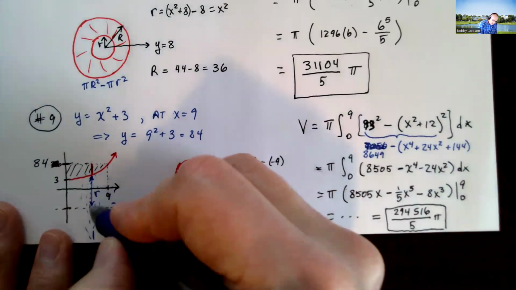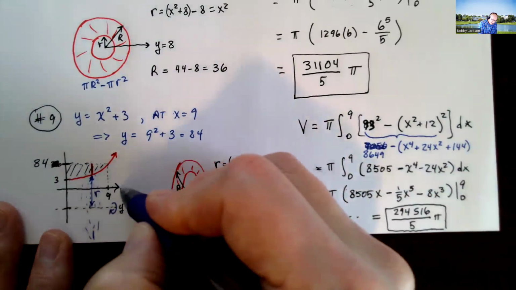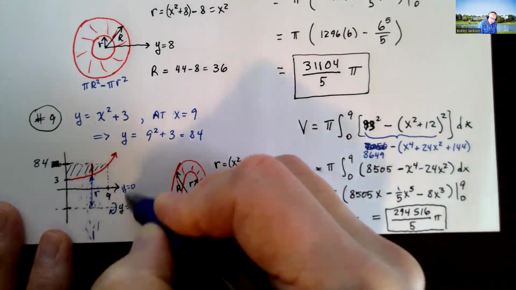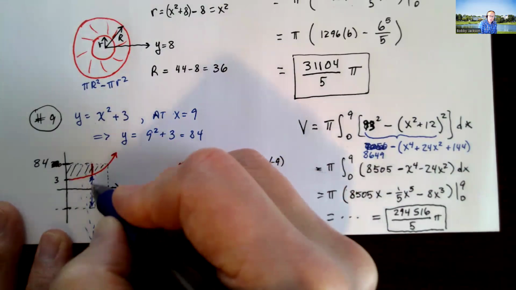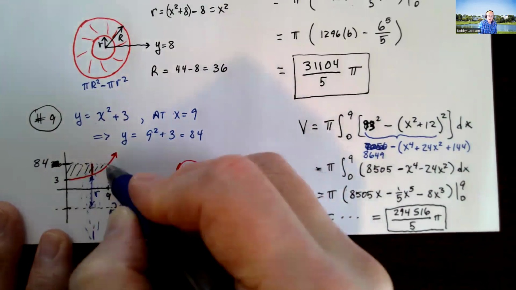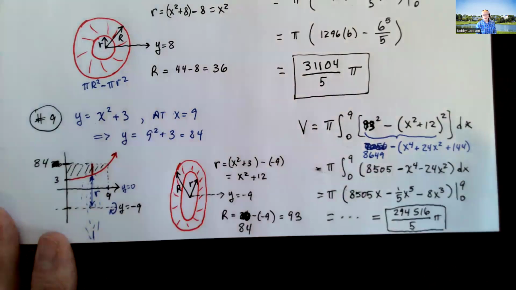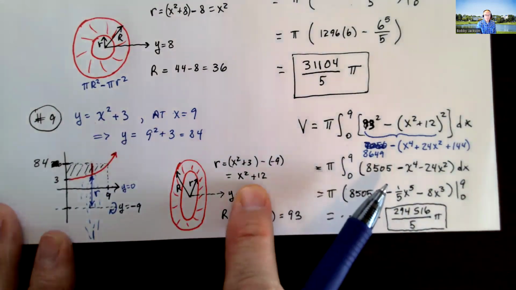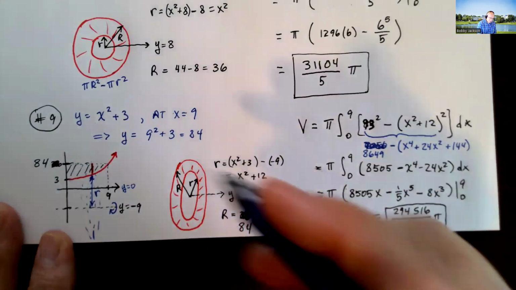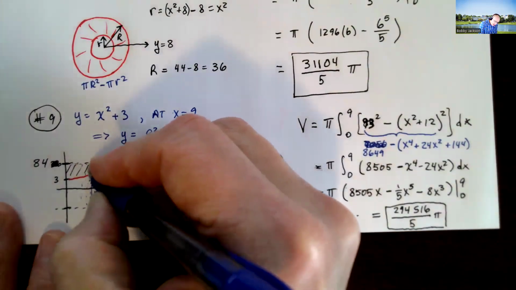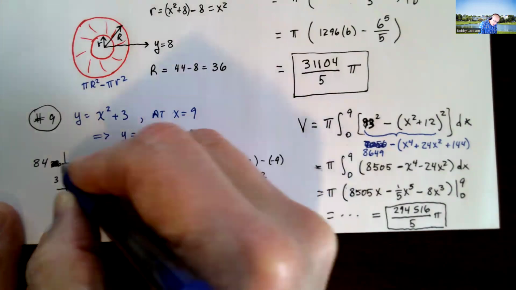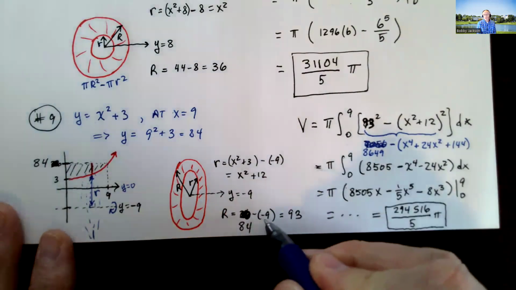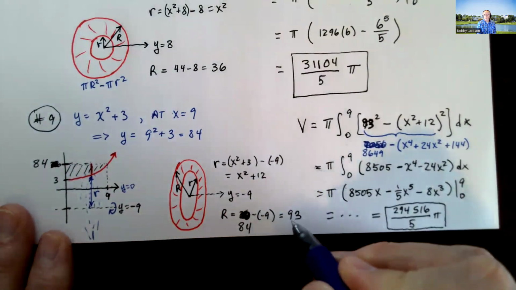Or if you want to just think about it, the distance from the x-axis, which of course is y equals 0, to y equal -9, that's 9 units, right? And then the distance between the x-axis and our curve is, of course, x squared plus 3. So x squared plus 3 plus 9 gives me x squared plus 12. Okay. And then what's the big R? Big R will be from this axis of rotation all the way to the top of the rectangle. Well, that's from y equal 84 down to y equal -9. So 84 minus -9 is positive 93.